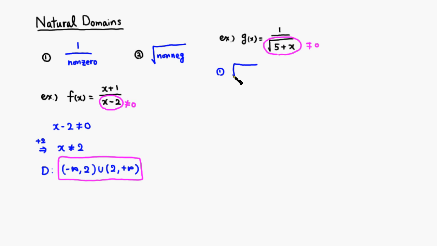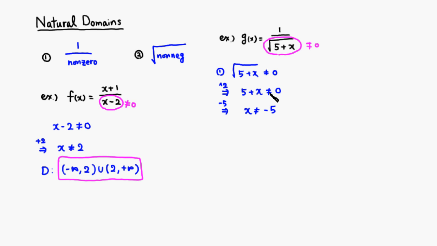So we have the square root of 5 plus x is not equal to 0. Then let's try to isolate x. So square both sides, and you have 5 plus x cannot be equal to 0 squared, which is still 0. Then we subtract 5 to isolate x, so x is not equal to negative 5. So rule number one tells you that x cannot be negative 5.